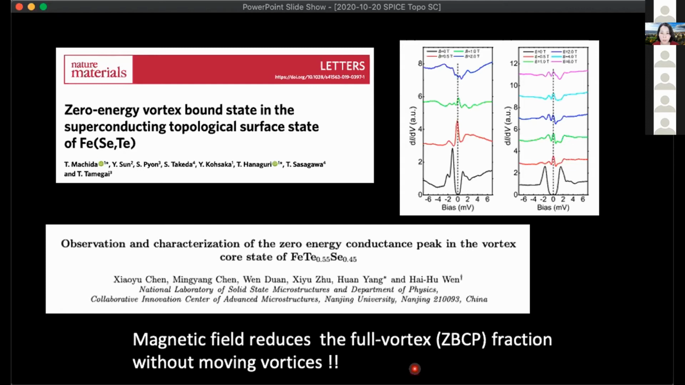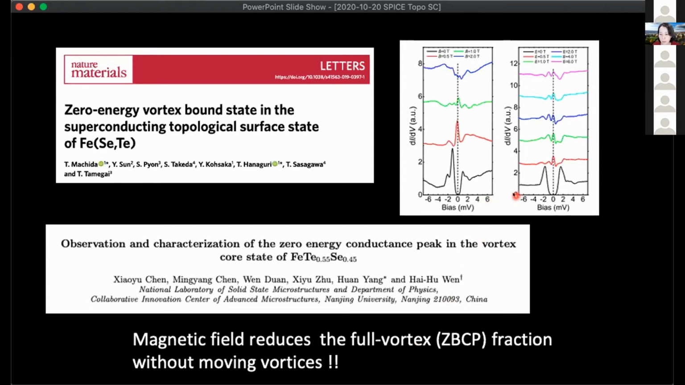When you increase the magnetic field, the fraction of what we call full vortices, which are vortices with a zero bias peak, and the empty vortices without a zero bias peak, was changing with magnetic field. That is, when you increase the magnetic field, a smaller fraction of vortices were showing the zero bias peak.